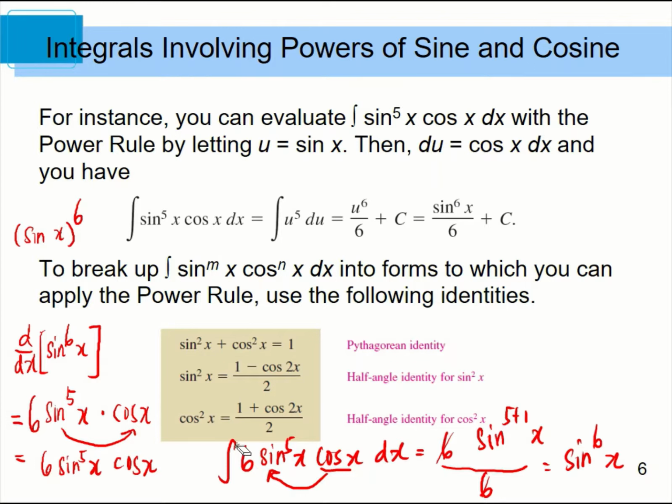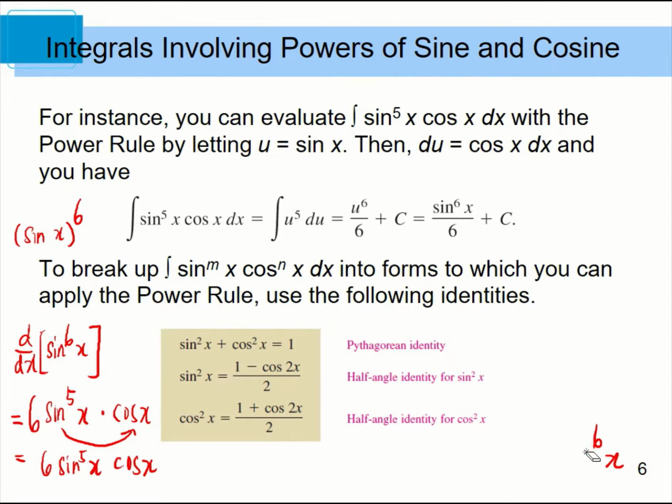Now let us use the substitution method to solve this one before we continue to explain the integration involving the power of sine and the power of cos. So we can use the substitution method to solve this integration as well. So first, to integrate sine to the power of 5 x cos x, we let u be sine x, and then differentiate, du dx, we will have cos x.